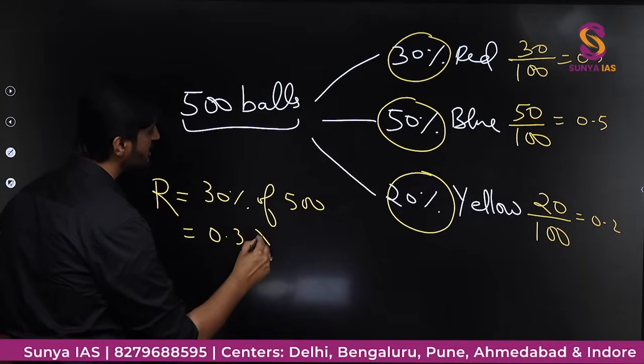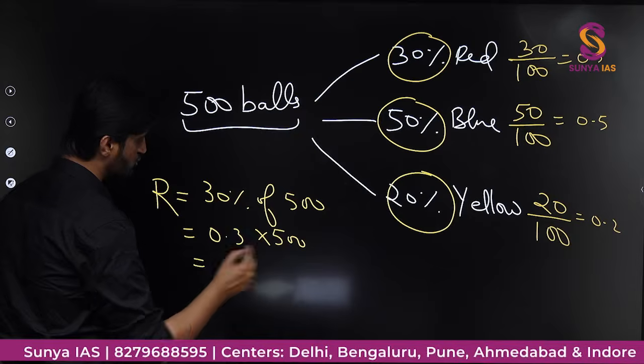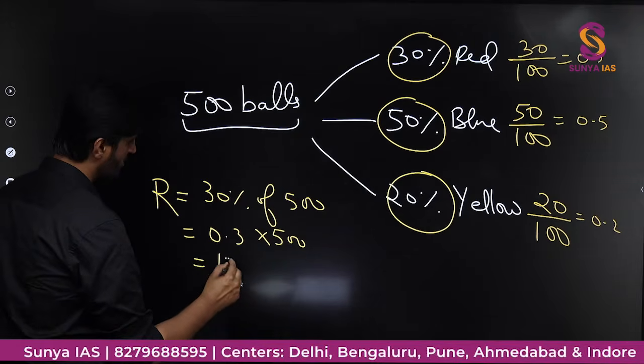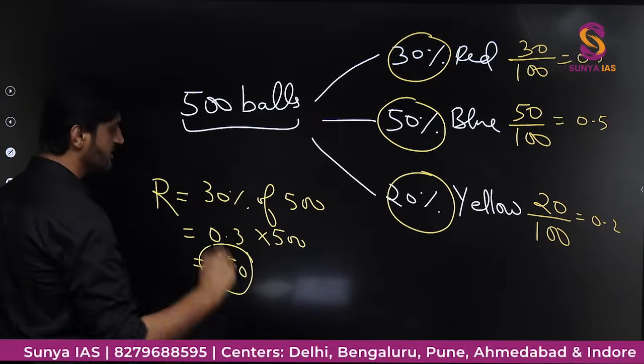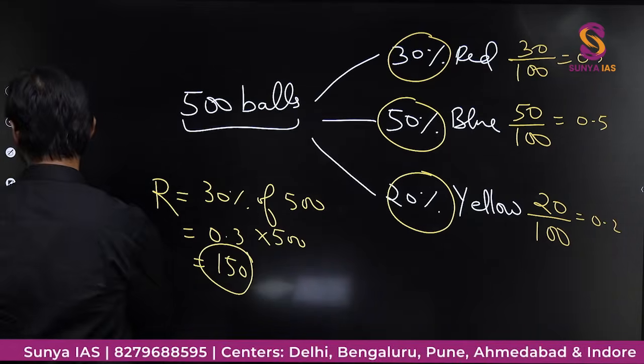And "of" is nothing but another way of saying multiplication. So on multiplication you will get the total number of balls as 150. Right? So this is the way of getting the number of balls. So here I found the number of red balls.